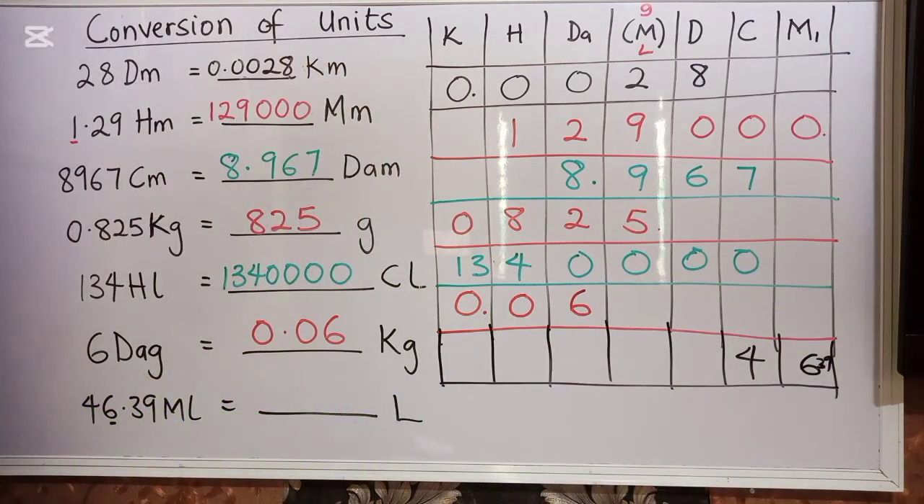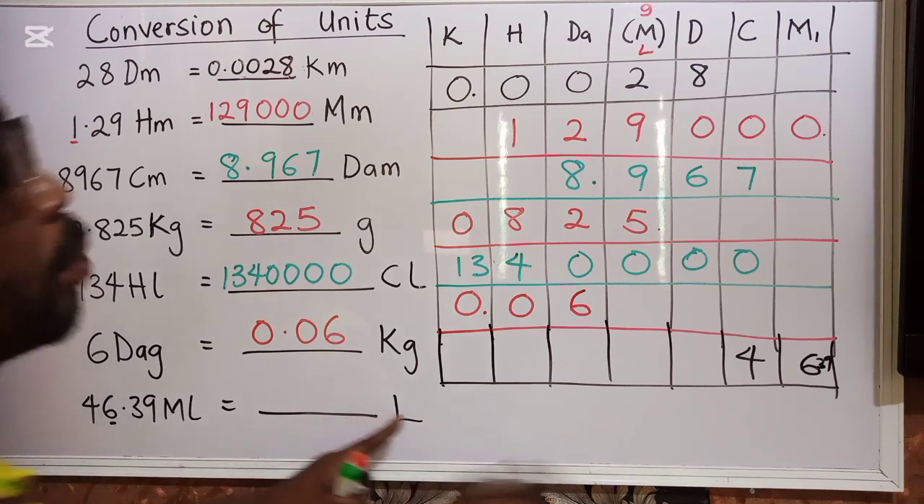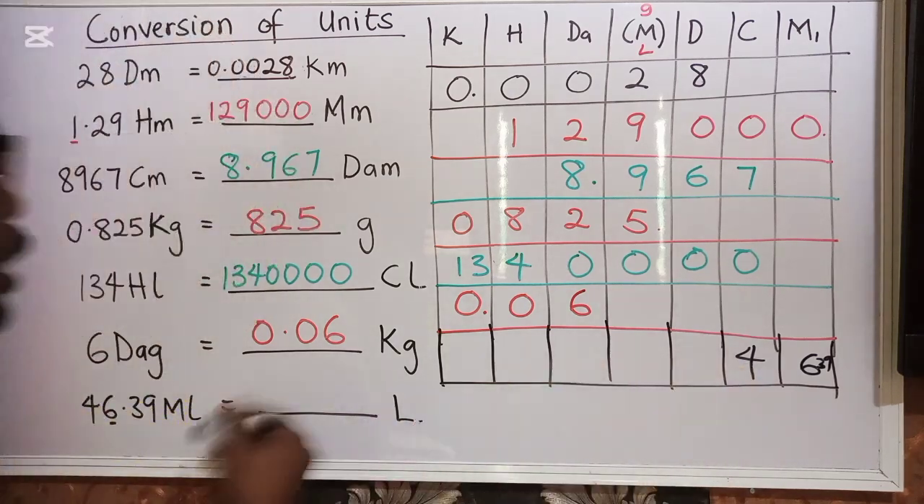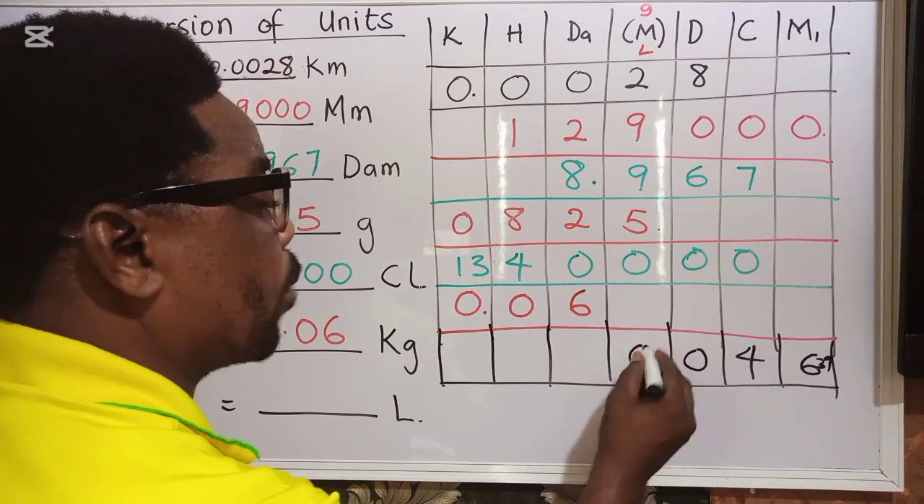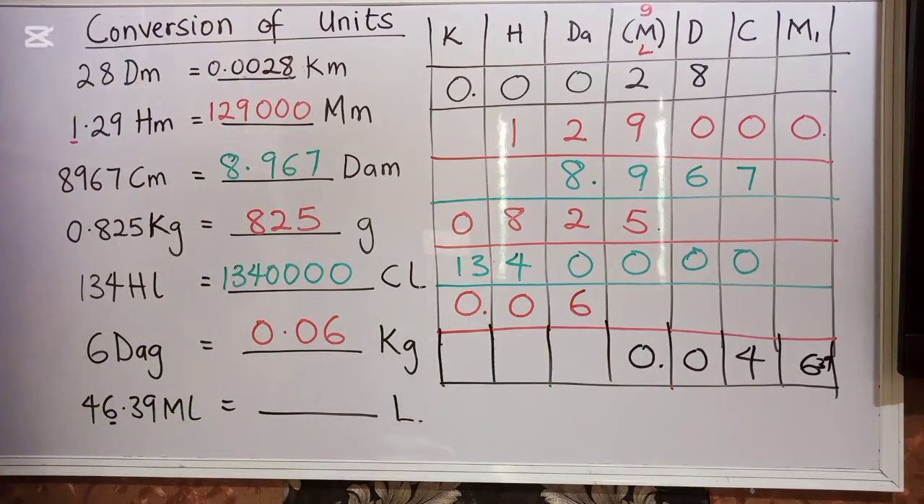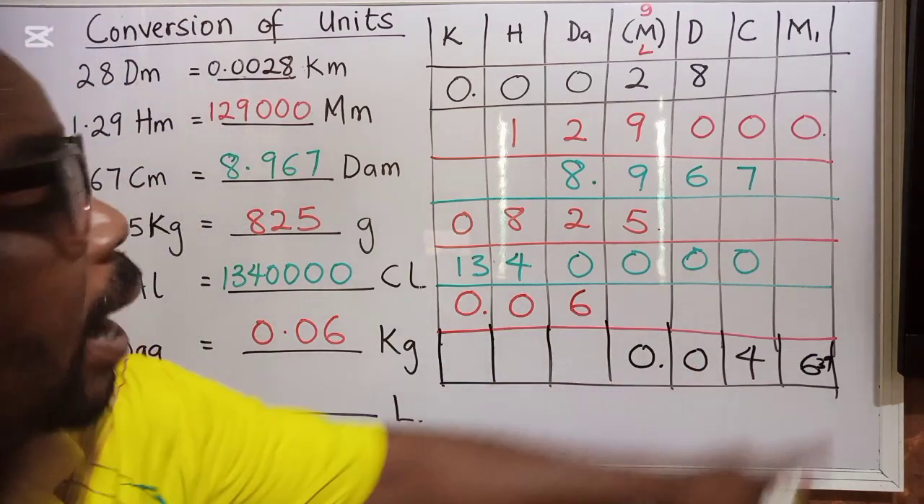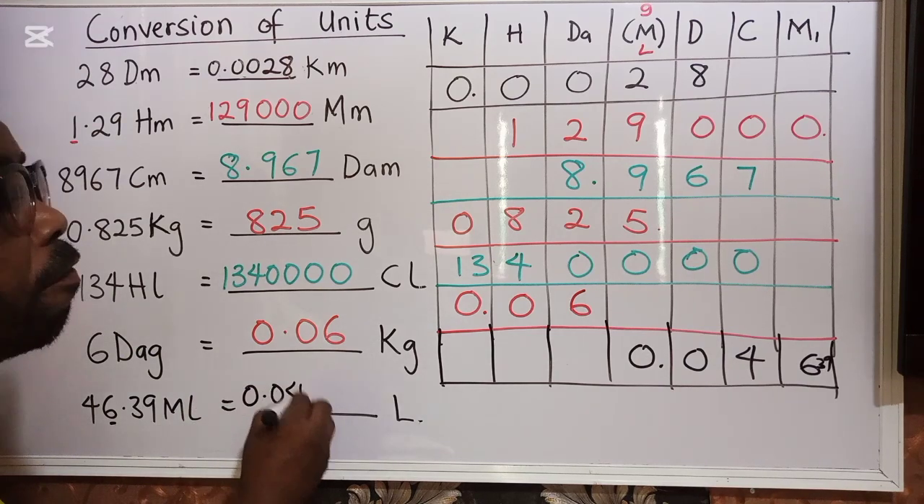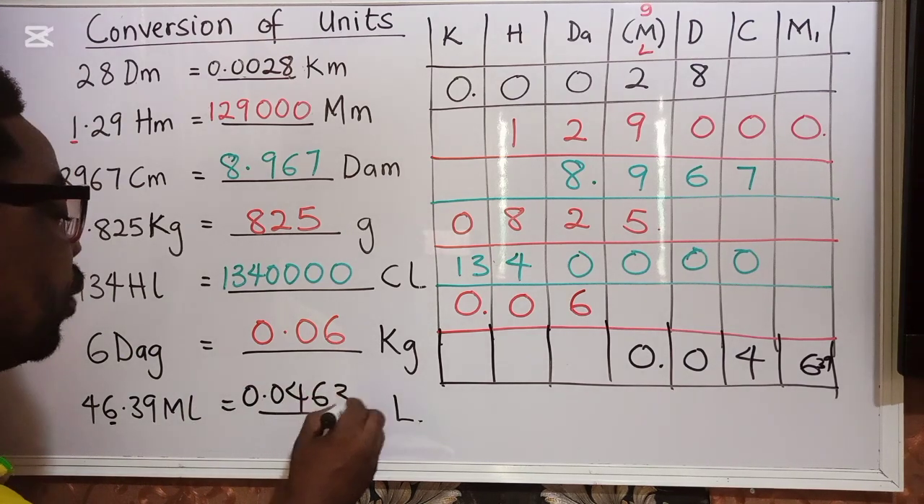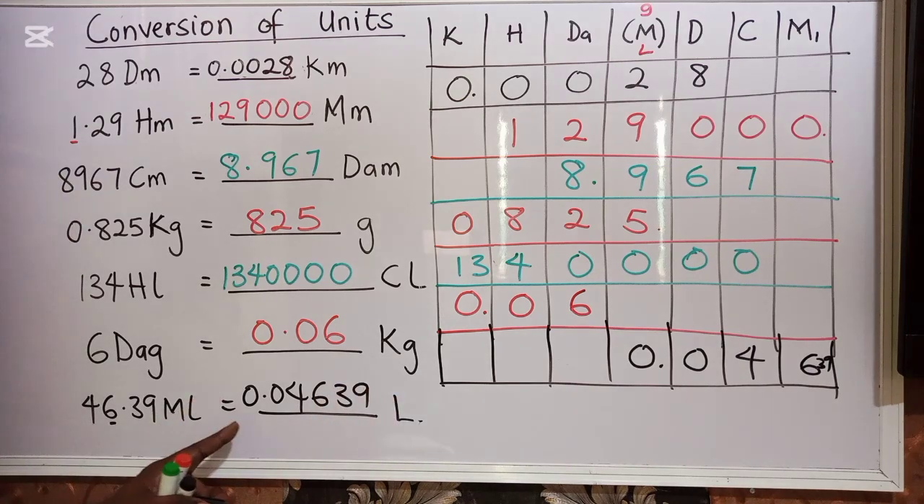Then we keep moving. We have not gotten to the liter that we are going to, but we have stopped here. So since we don't have any number to write here and here, we put 0, 0. Remember, when you get to this place, you put your point there. Seeing your answer this time around, you have 0.04639. And this is just the answer.